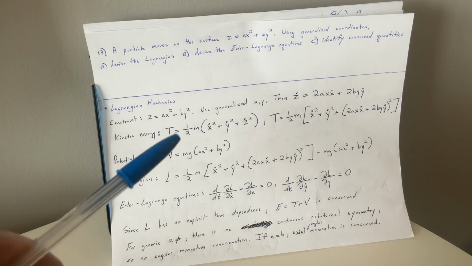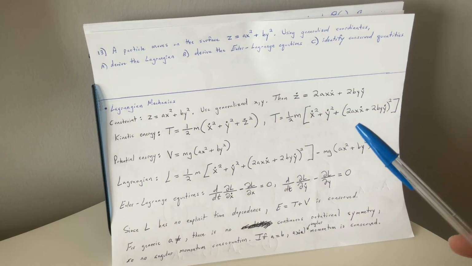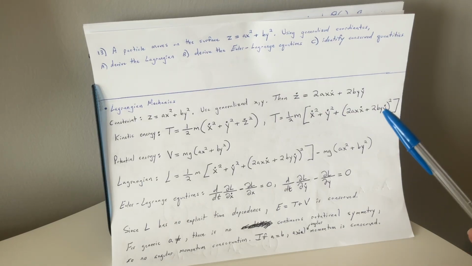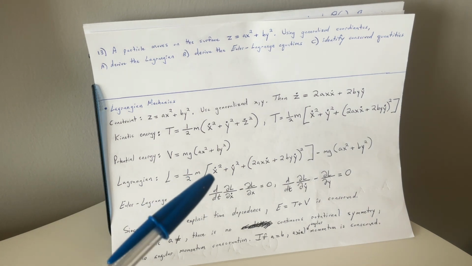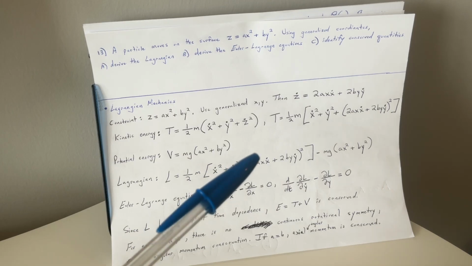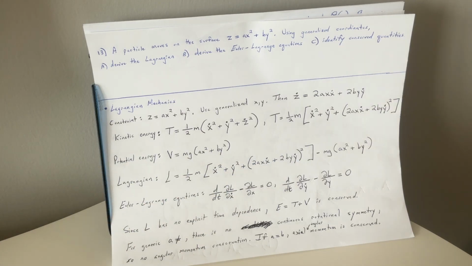Our kinetic energy, T equals 1/2 m times the quantity x dot squared plus y dot squared plus z dot squared, so T equals 1/2 m bracket x dot squared plus y dot squared plus the quantity 2a x x dot plus 2b y y dot, that quantity squared, close bracket. Our potential energy is V equals mg times the quantity a x squared plus b y squared. Our Lagrangian L is equal to 1/2 m bracket x dot squared plus y dot squared plus the quantity 2a x x dot plus 2b y y dot, squared, close bracket, minus mg times the quantity a x squared plus b y squared.